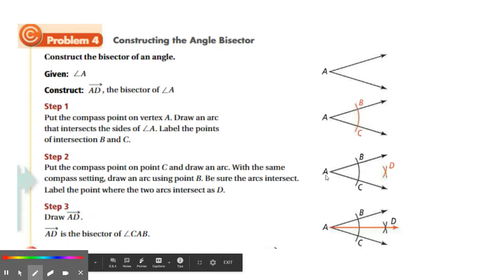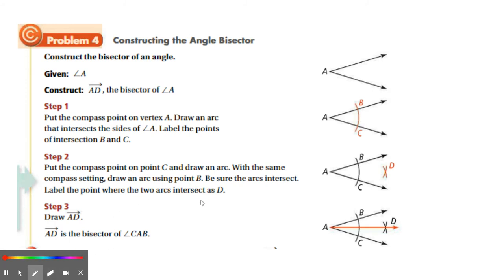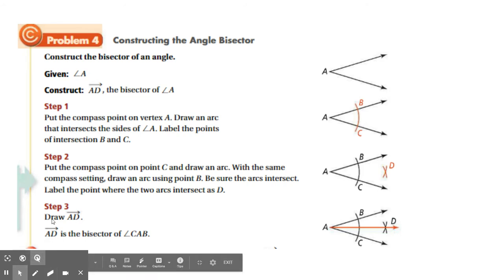The angle bisector is pretty simple. I think that you should be able to do this. You can use the same compass setting. You don't have to change the compass setting. So it says with the same compass setting. So remember that as you go through this. And again, on the OST, all you really have to do is talk about the steps. You don't have to really do the constructions.